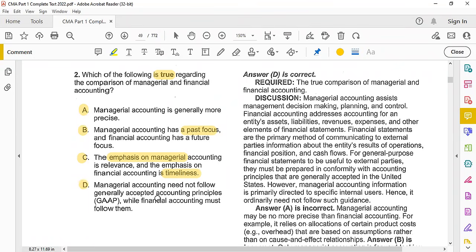D, managerial accounting needs not to follow generally accepted accounting principles. I would say GAAP. Yes, true. For management accounting, you don't need to follow GAAP. Correct? This is the answer.